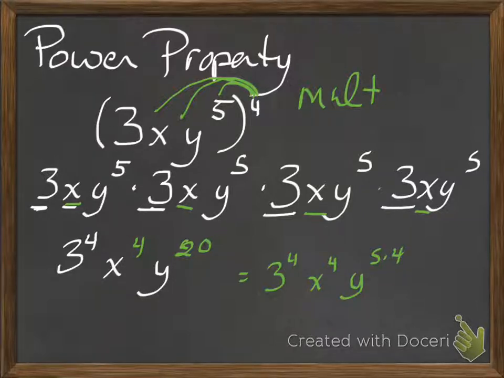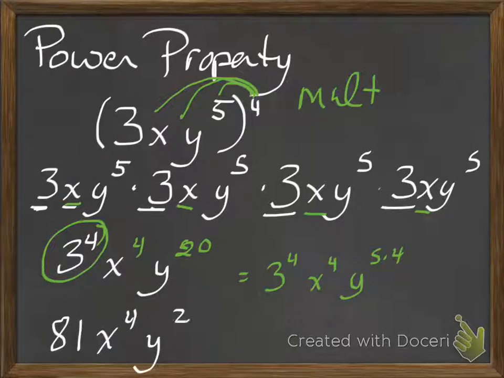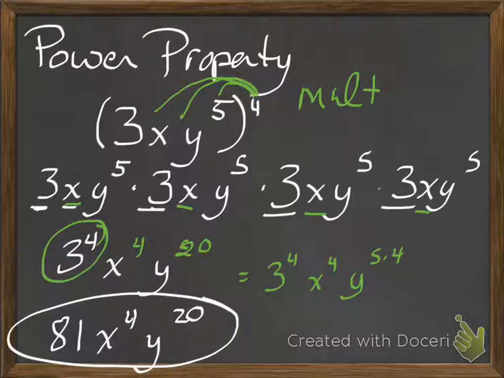But it's not best to write 3 to the 4th as 3 to the 4th. You want to write anything that's numeric as its number. So use your calculator. This is the only part you might want a calculator. 3 to the 4th is what number? It's going to be a big number. It is 81. That's your final answer.